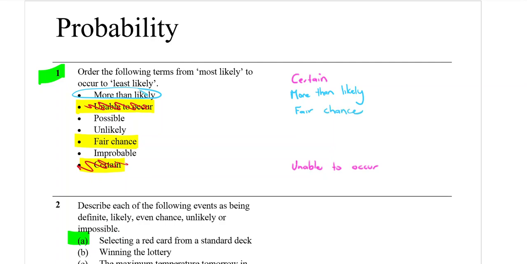And that just leaves, if I cross out the ones I've used, these last three: possible, unlikely, and improbable. And we need to put those in order from most likely to least likely. So this is pretty tricky because they all have a very similar meaning, but it should be possible, unlikely, and then improbable.